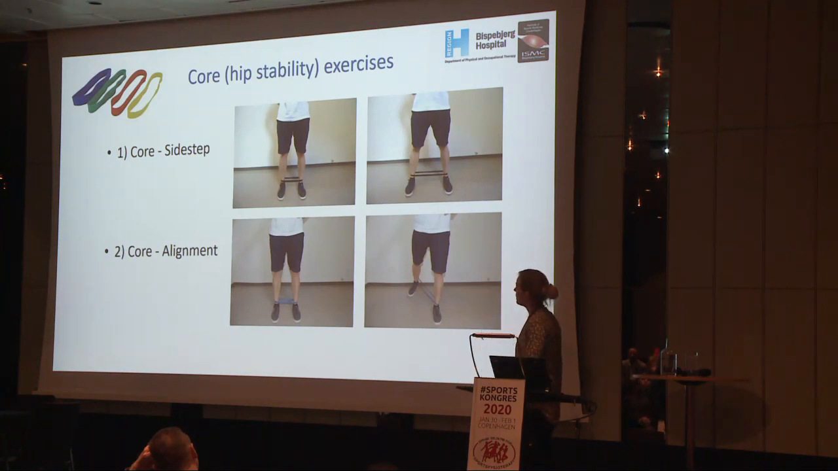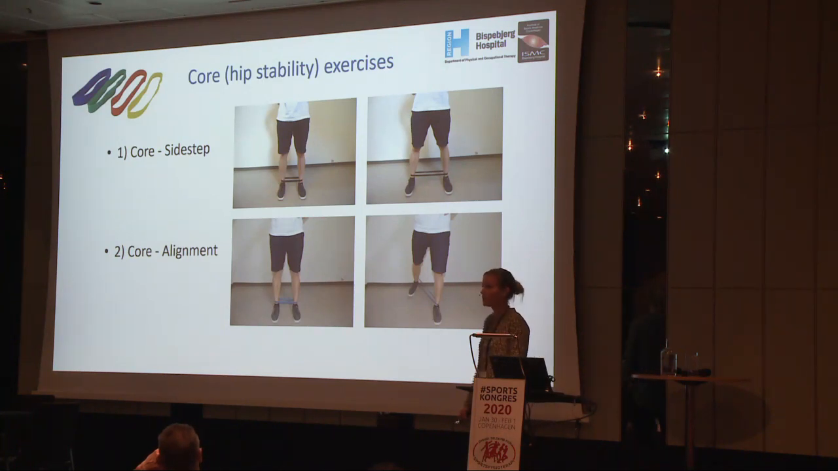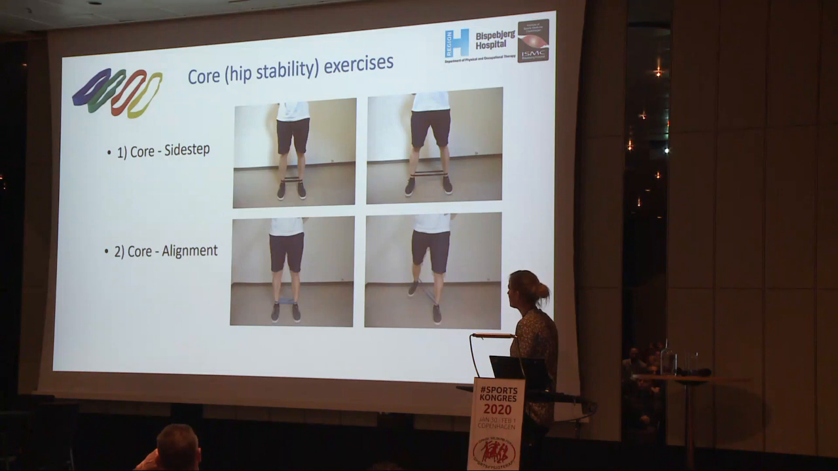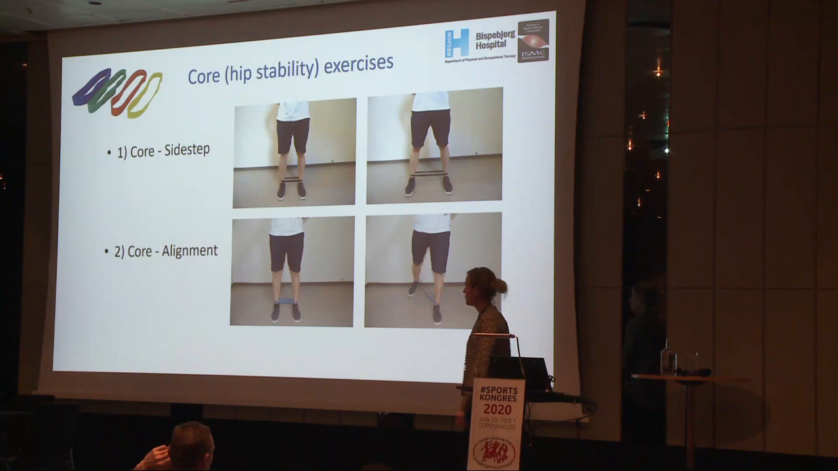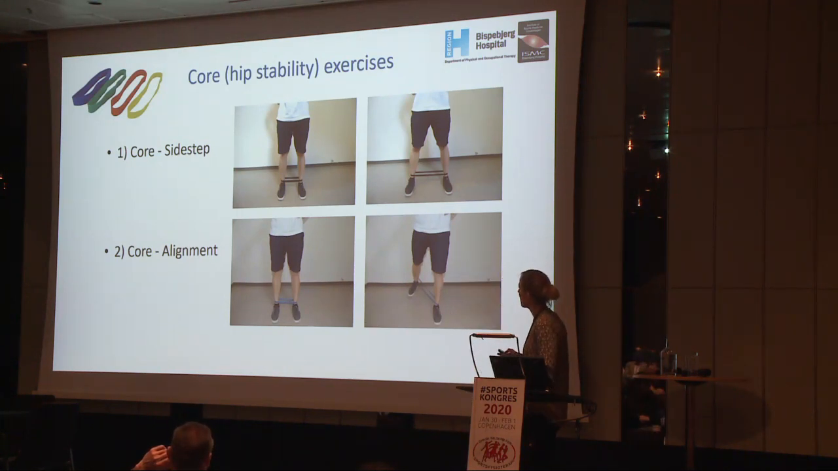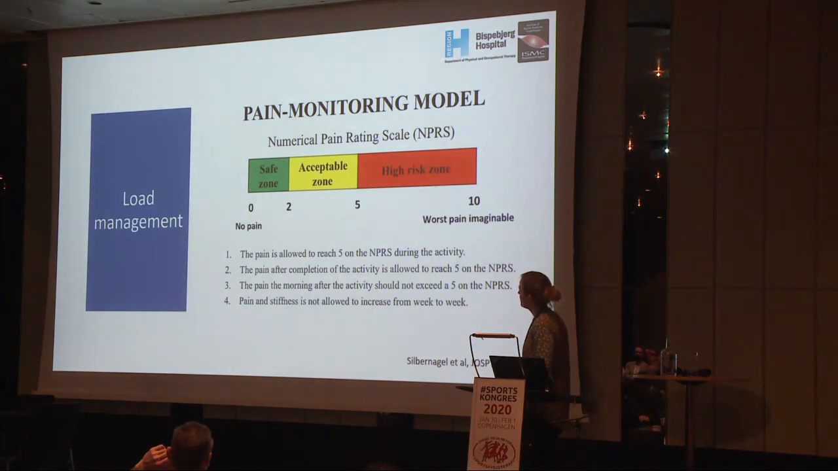And they were all shown these 2 exercises as well, and that was to strengthen the hip stability and the muscles around the hips, and balance and stability over the hip and knee and foot. The way that they could progress the load here was by using an elastic band with more resistance. So they were also all guided about load management.